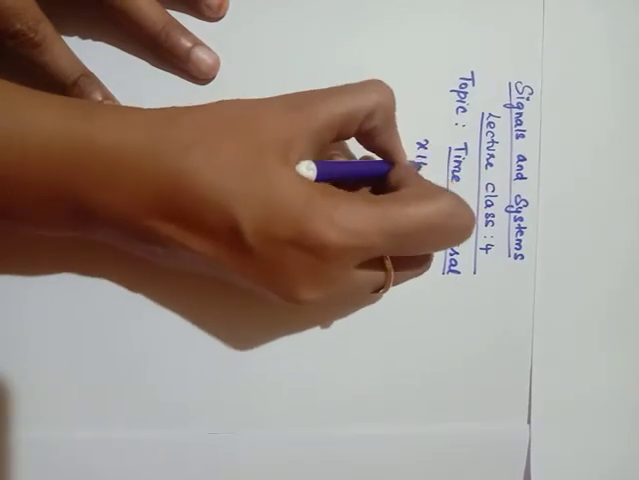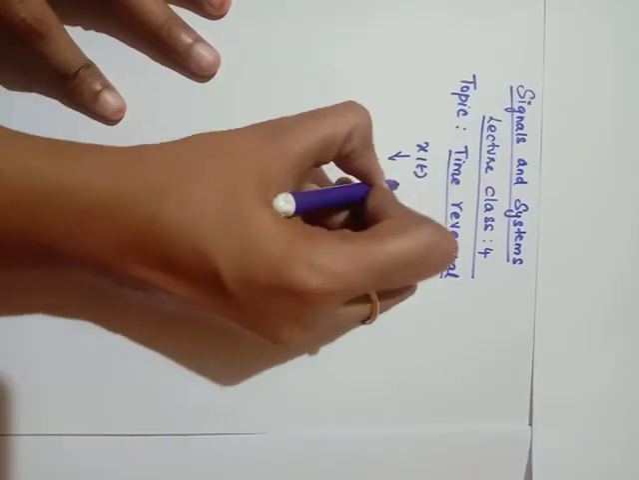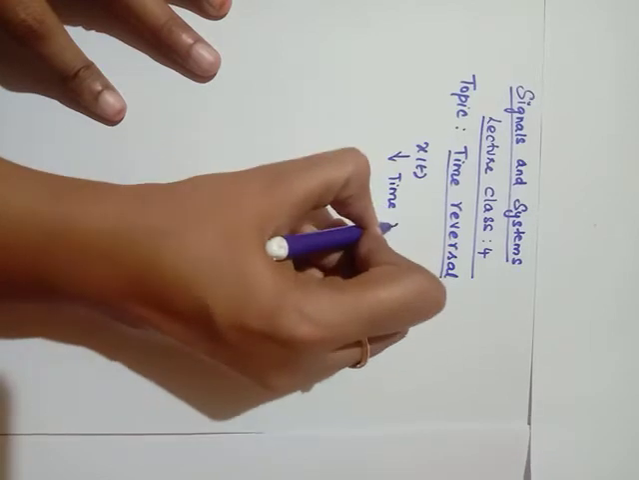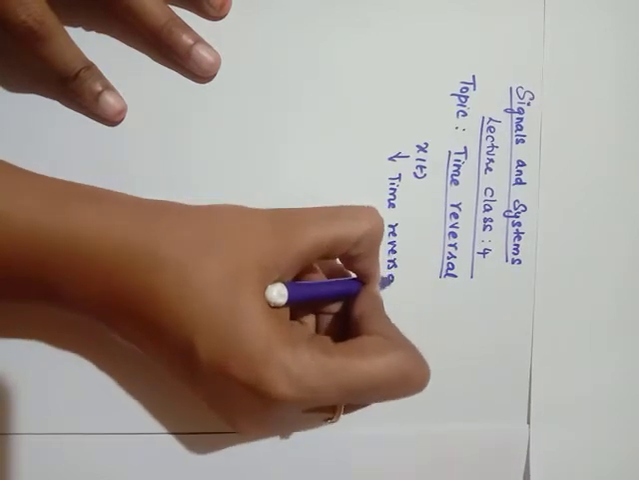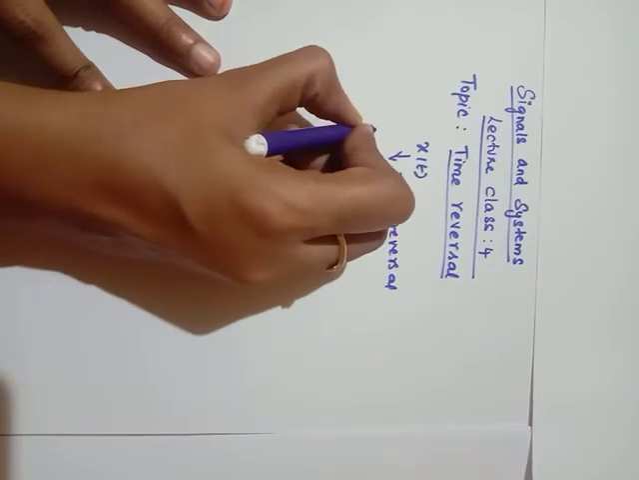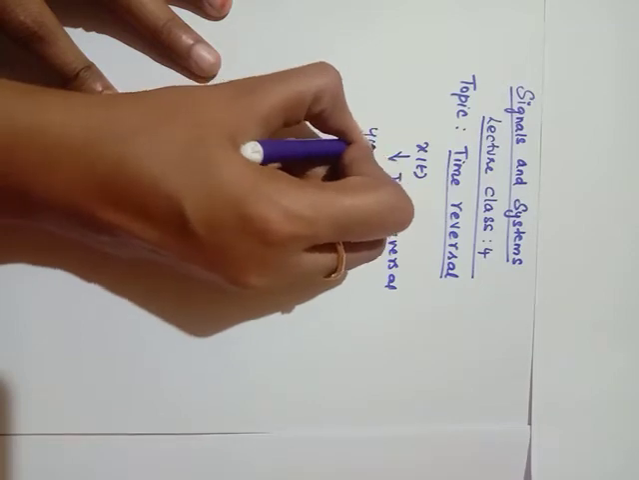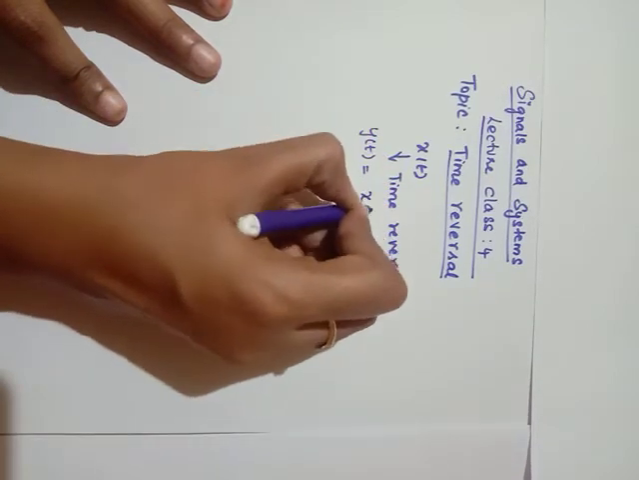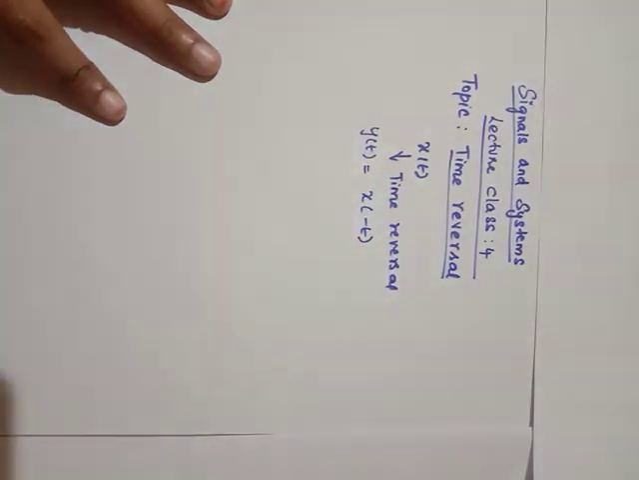Consider a signal x of t. If I want to perform time reversal of a signal, the resultant signal will be y of t, which is equal to x of minus t. So this is the time reversal of the signal.